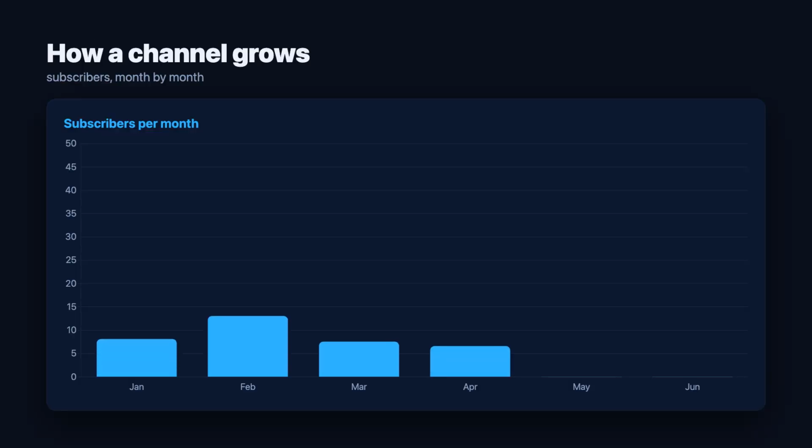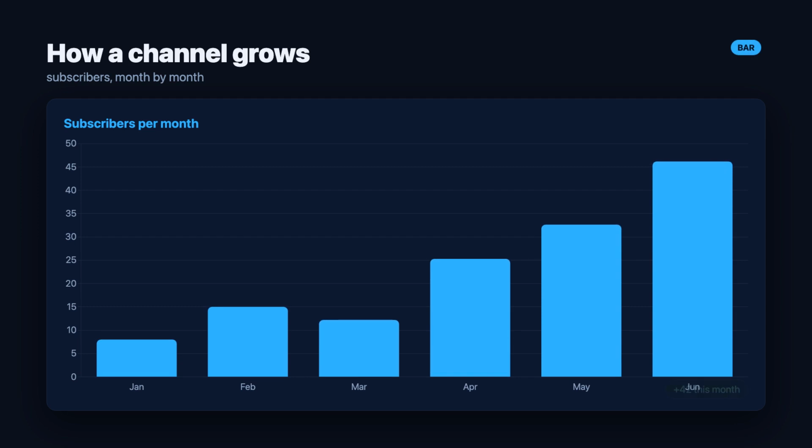Here is some real-looking data. Each bar is 1 month, and the height is how many people subscribed. Notice it is not a straight line. Some months dip, some months jump. Growth is noisy, and that is normal. The trend matters more than any single month.